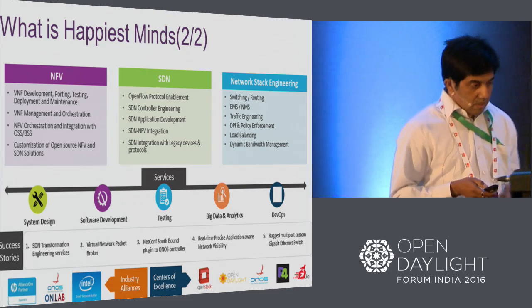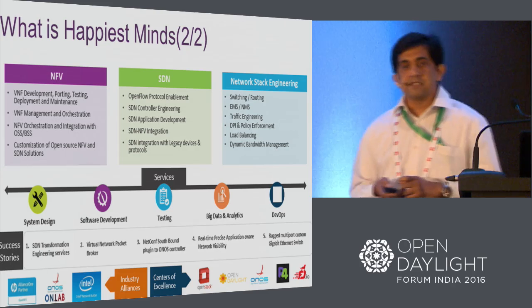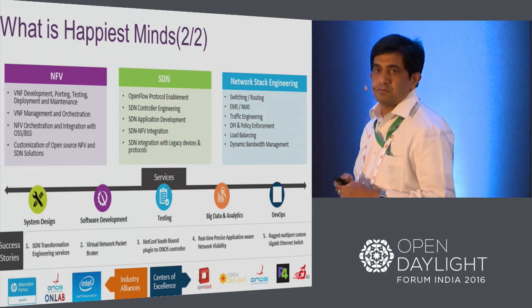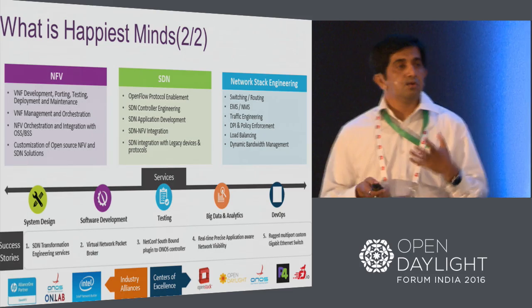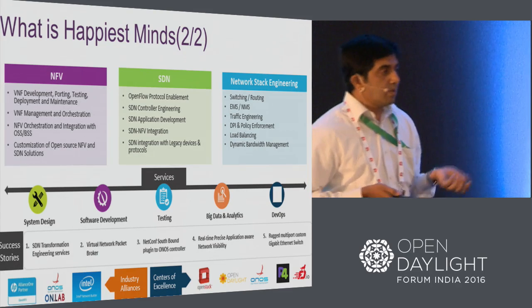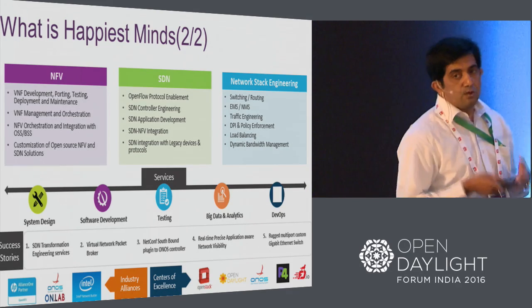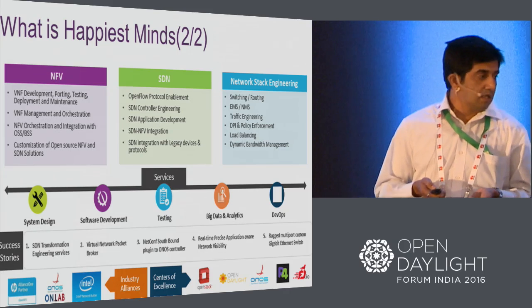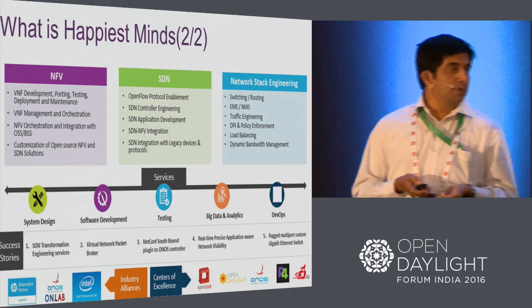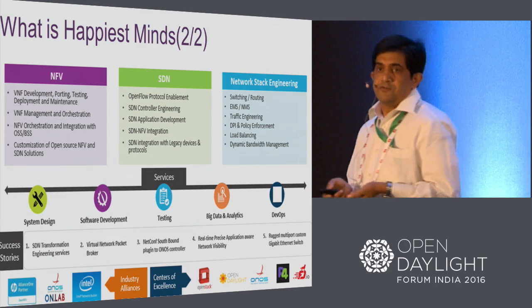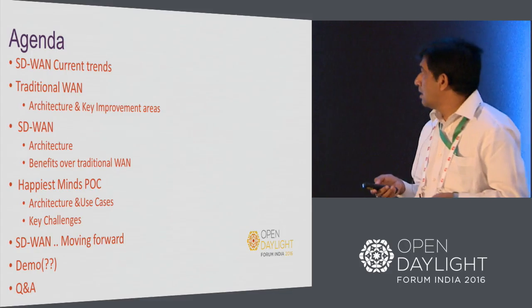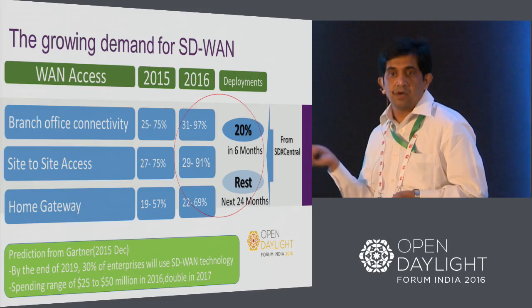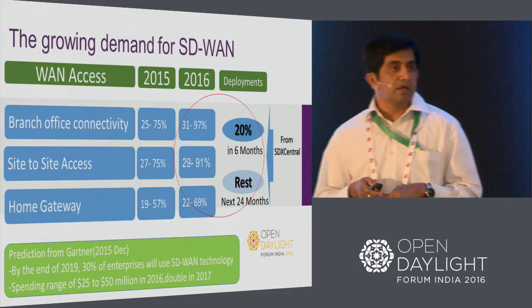Now when we talk about SD-WAN, it makes sense to walk through what the challenges are in the traditional WAN. These are all known facts. So let us see the deployment architecture of the traditional WAN. A brief recap: I think all of you might be aware of how the traditional WAN looks.